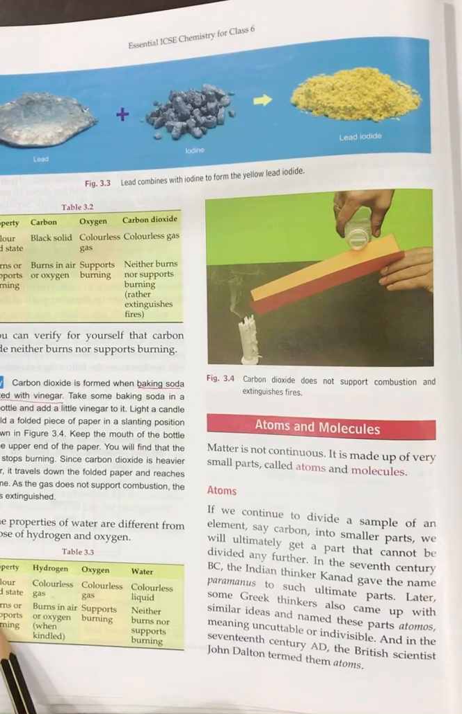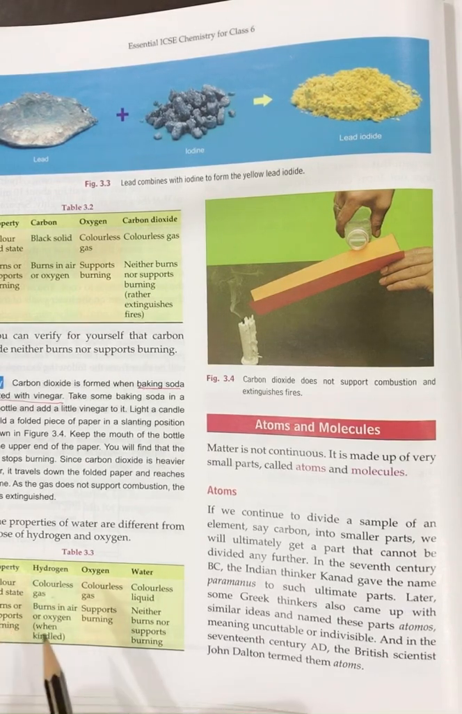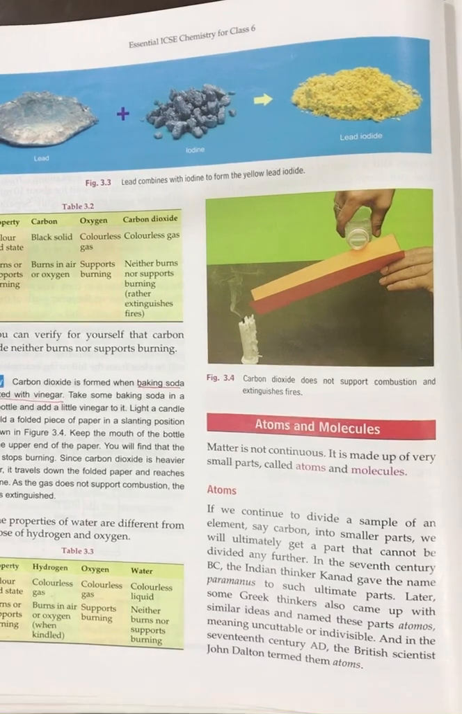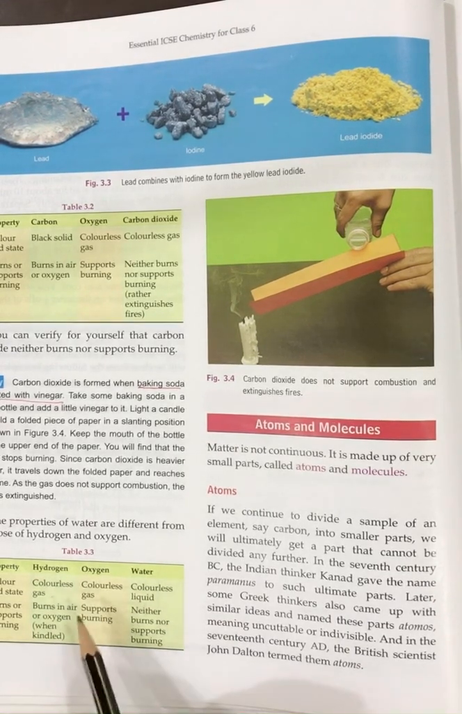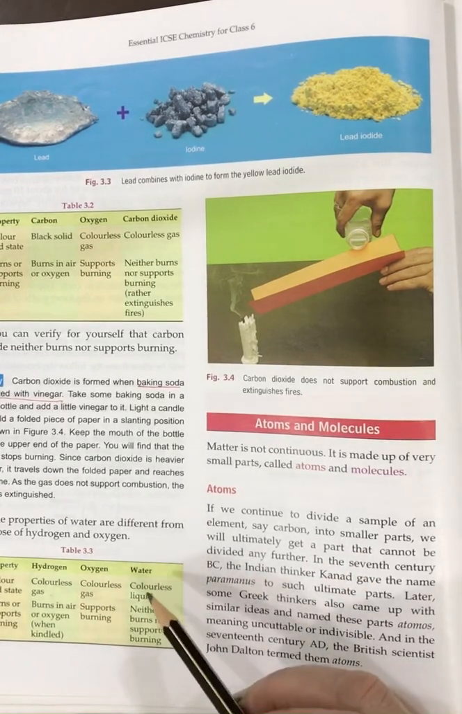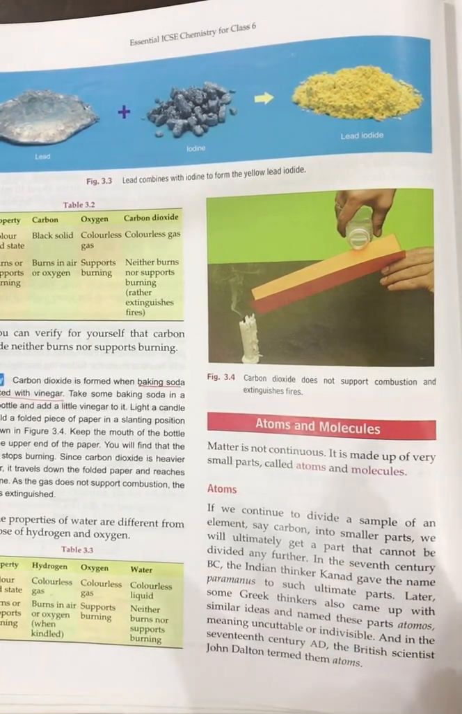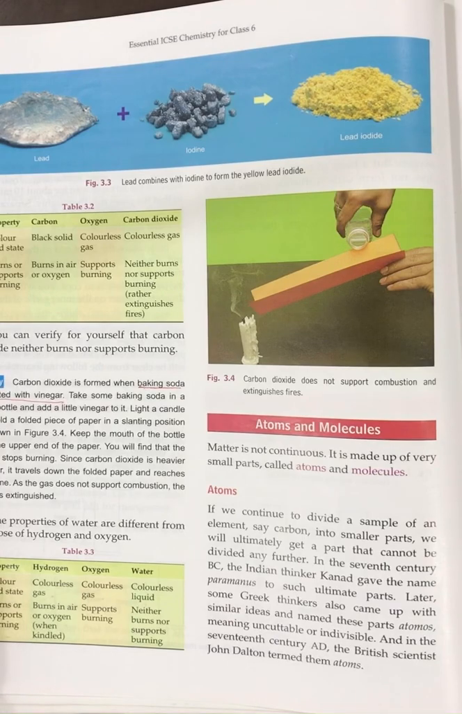Then the property of burning or supporting burning: whether these constituent elements or the compound burn or support burning. Hydrogen burns in air or oxygen when it is kindled, oxygen supports burning, and water neither burns nor supports burning. So the properties of a compound are different from those of its constituent elements.